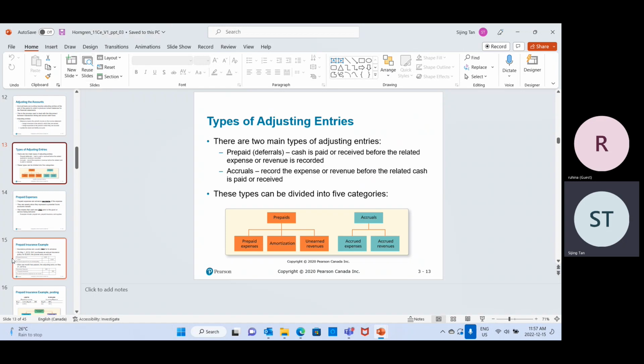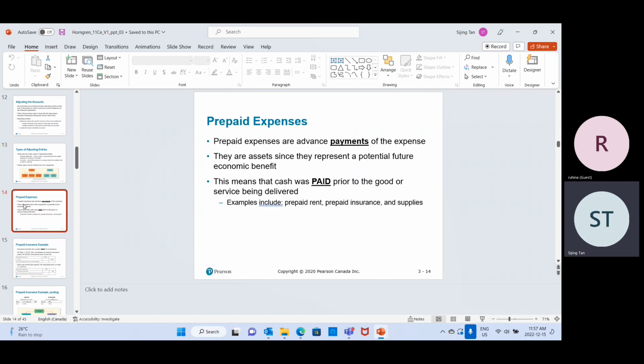We're going to talk about each. First of all, under prepaid, we have prepaid expenses, we have amortization, we have unearned revenue. So we're going to talk about prepaid expenses first. Prepaid expenses, or deferred expenses, require adjustment because the cash is paid in one period, but the resource is not completely used until a later period. The examples we can provide are prepaid rent, prepaid insurance, or supplies.